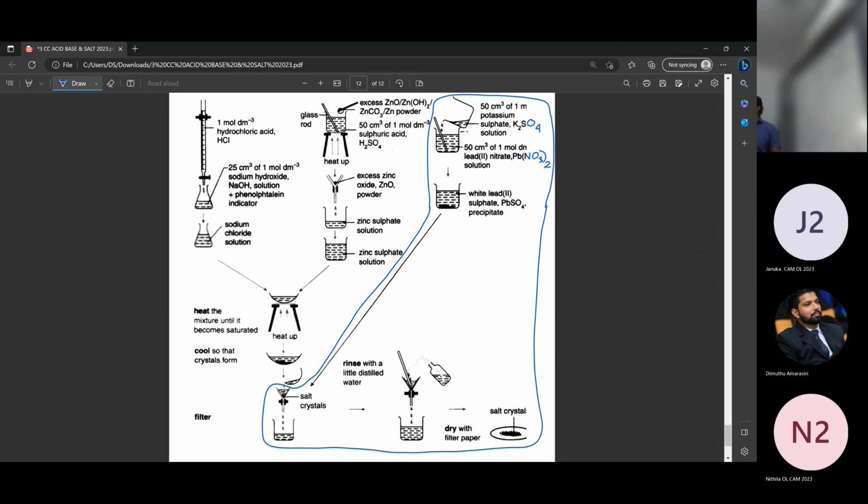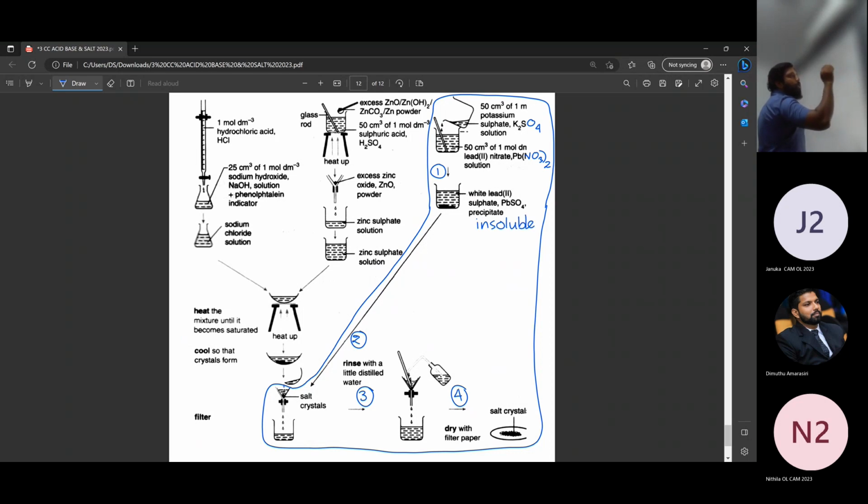Let's see how many steps. First, you get the precipitate. Second, you do filtration. Third, you do washing. Fourth, you do drying. How many steps? 4. The shortest possible salt preparation, but only for insoluble salts. Lead sulfate is an insoluble salt.